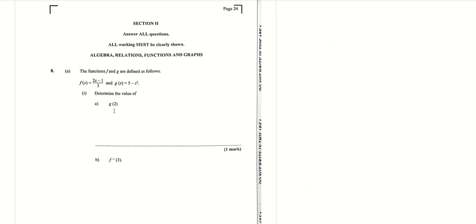So the first question says the functions f and g are defined as follows. f of x is (2x minus 1) over 3. g of x is 5 minus x squared. They want to know what is g of 2, meaning x is equal to 2.